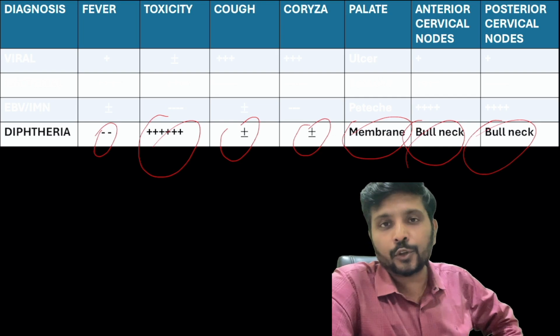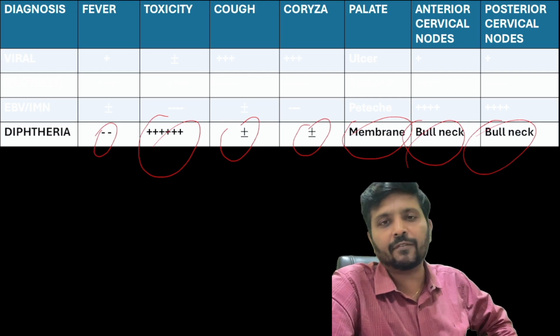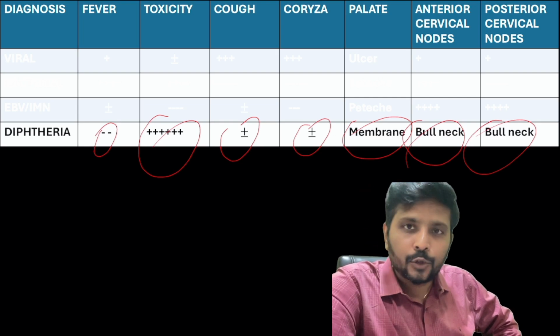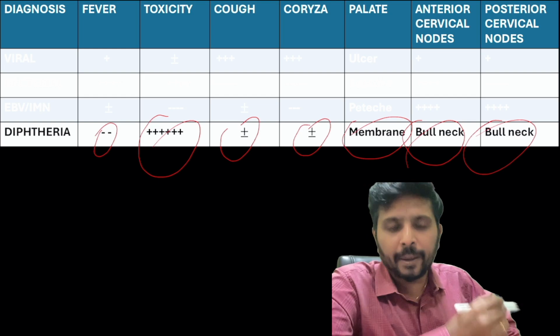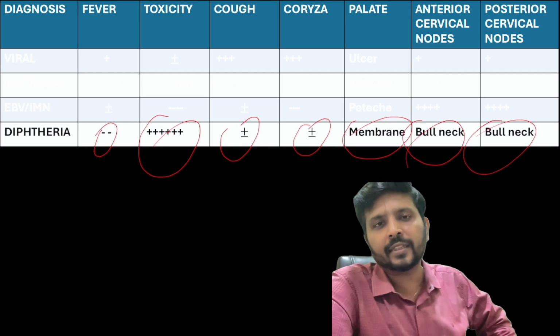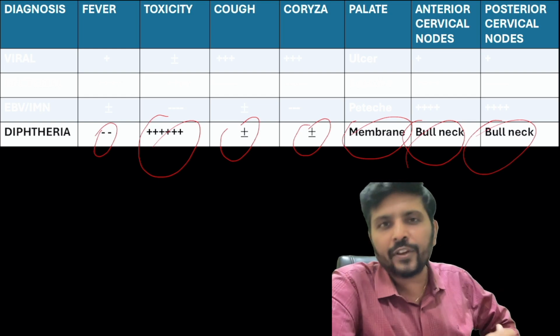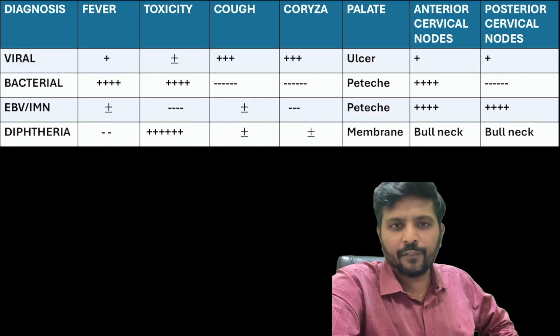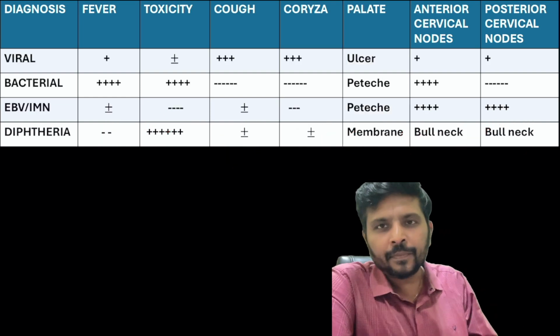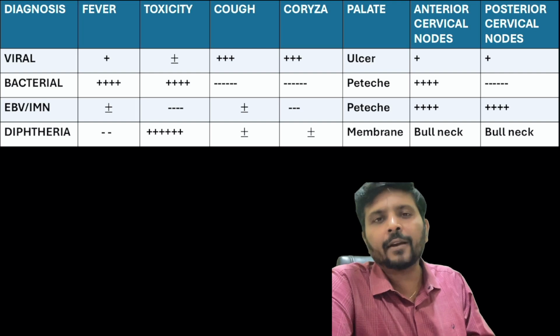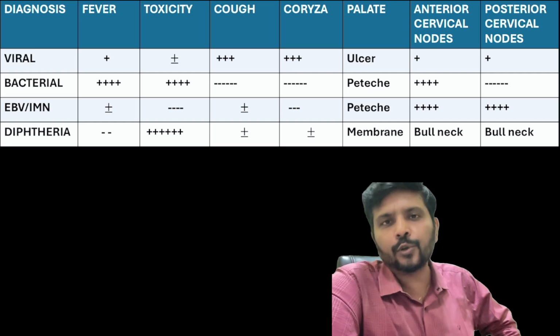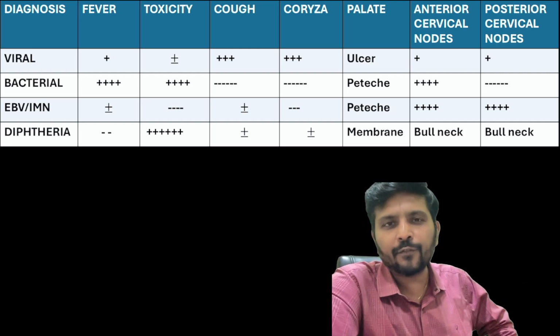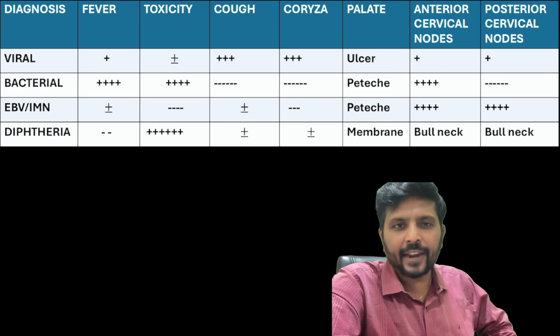In diphtheria also you can have noisy breathing in the form of stridor or snoring due to the presence of membrane either in the nose or in the larynx. This is how we differentiate clinically in our day-to-day practice. So finally, this is what we need to practice in our busy OP schedule to differentiate these four etiologies.